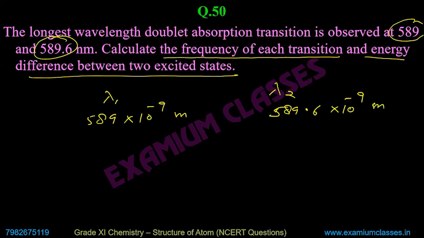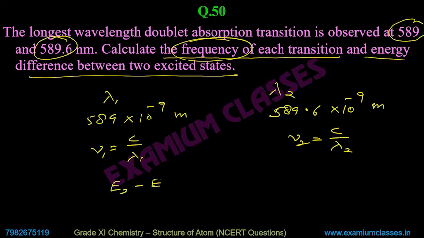These are given. You have to calculate frequencies associated. Nu is equal to C by lambda. Here, nu 1 will be C by lambda 1. Nu 2 will be C by lambda 2. You got the frequencies. And the energy difference will be E2 minus E1, h nu 2 minus h nu 1, that is h times nu 2 minus nu 1. So that will be the answer.